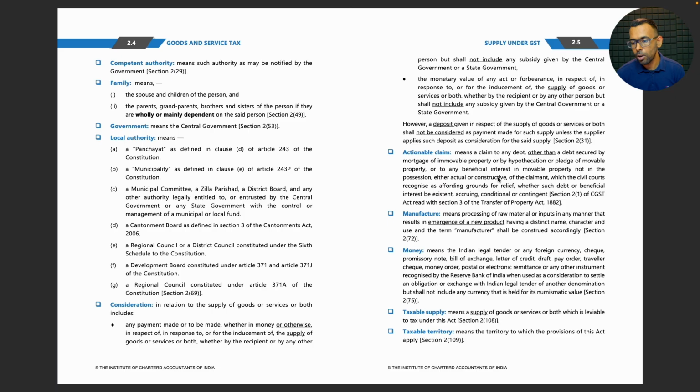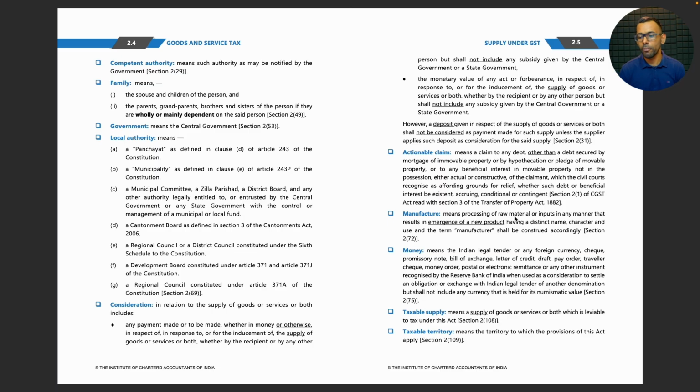Again, I got lost after this area, so this is still not so clear. Actionable claim means a claim to any debt other than a debt... So I think the "other than" is given at the very front, so whatever has followed is not an actionable claim, I think. A debt secured by mortgage of immovable property. Okay, fine. Let this be an open loop. We will come to this one more time later.